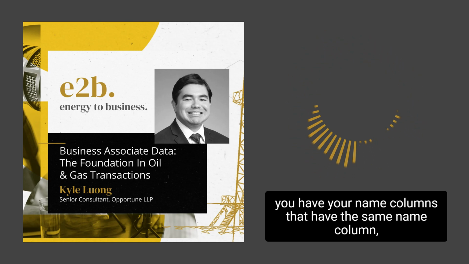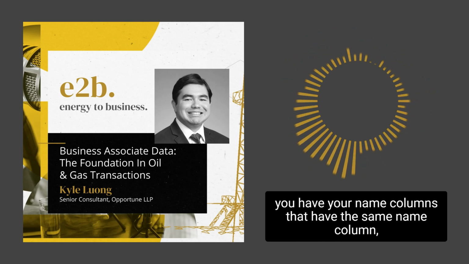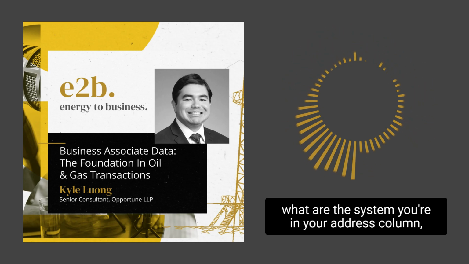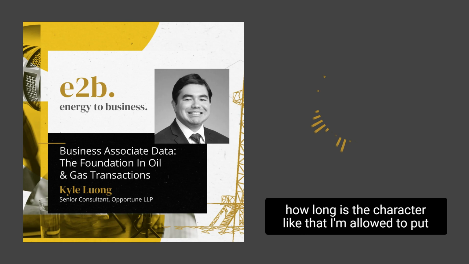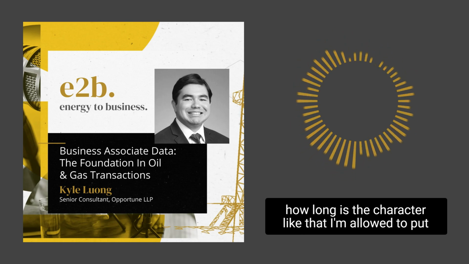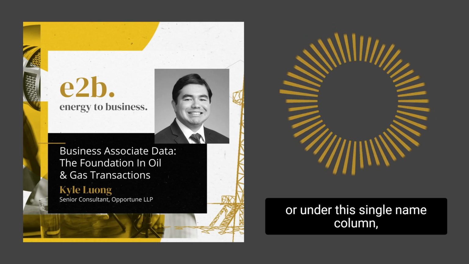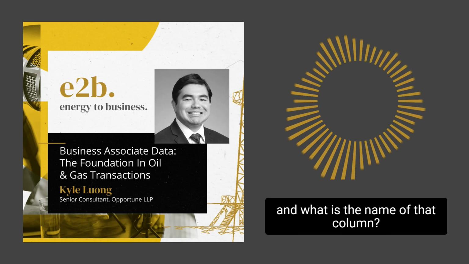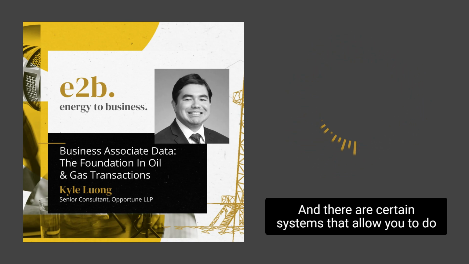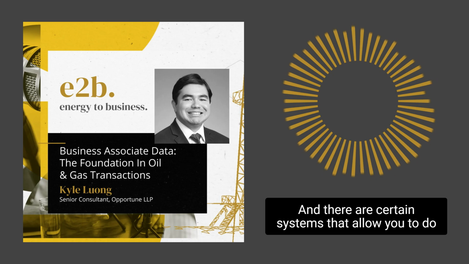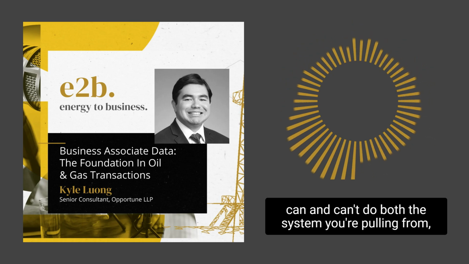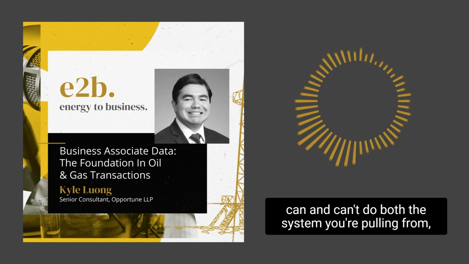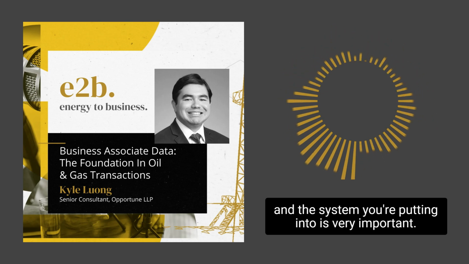You have your name columns that are the same name column, whatever system you're in, your address column. But then there are pieces of, well, how long is the character length that I'm allowed to put into this single address column or into this single name column, and what is the name of that column? And there are certain systems that allow you to do certain things. And so understanding what your system can and can't do, both the system you're pulling from and the system you're putting into, is very important.